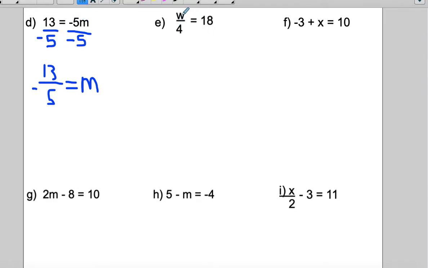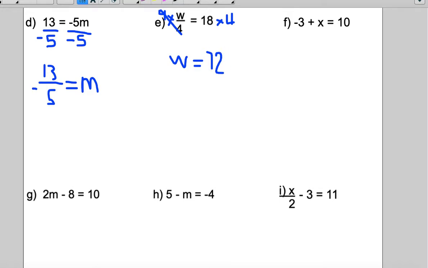So this question, W over 4 is equal to 18. This W is being divided by 4, so we're going to multiply it by 4. So if we multiply this by 4, we're going to actually multiply this side by 4 as well. These 4s would cancel out. We're left with W equals 72.